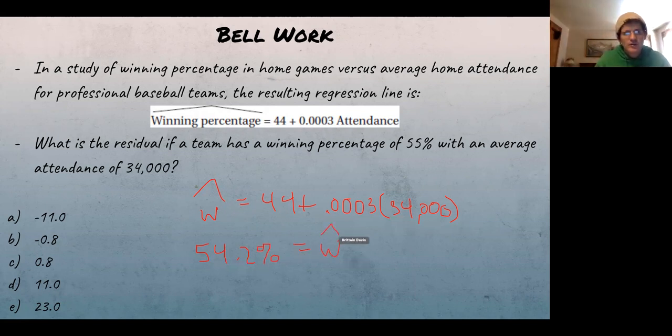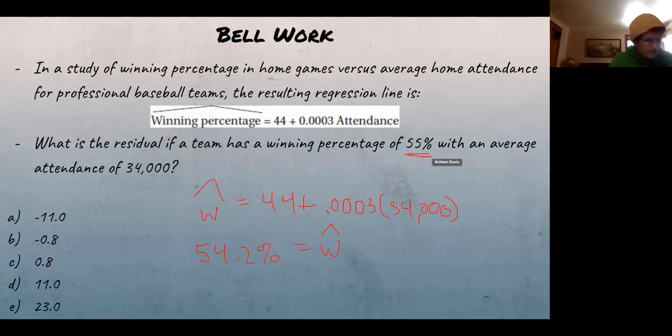And now the question is, what's the residual? So if the actual winning percentage is 55%, that's pretty close. You can't get much closer than that. So if it's 55%, then I can just take that 55%. Remember, your residual is always the actual minus the predicted.